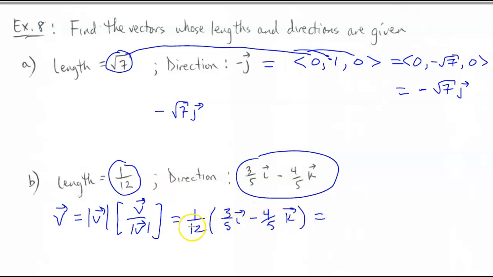And if I multiply 1/12 times 3/5, I know that the 3 goes into 12 4 times. So what I just end up having here is 1 divided by 4 times 5 in the i direction. And I know that this 4 goes into 12 3 times. So I would have minus 1/3 times 5 in the k direction. And if I work that all out, then I end up getting 1/20 in the i direction minus 1/15 in the k direction.